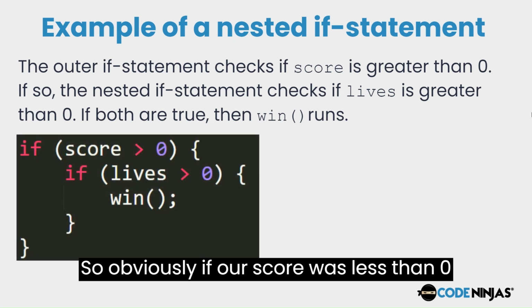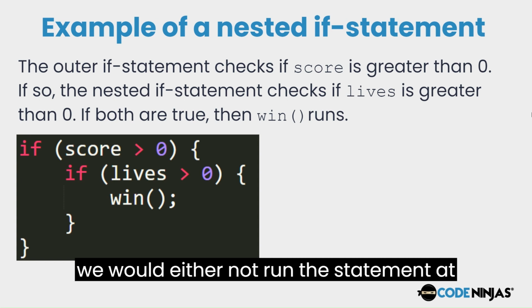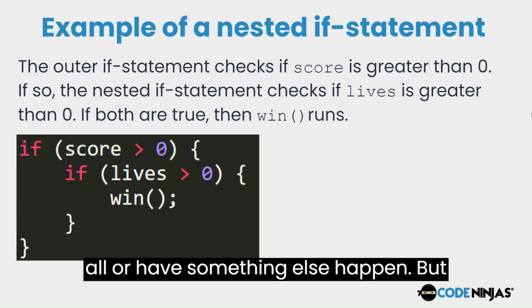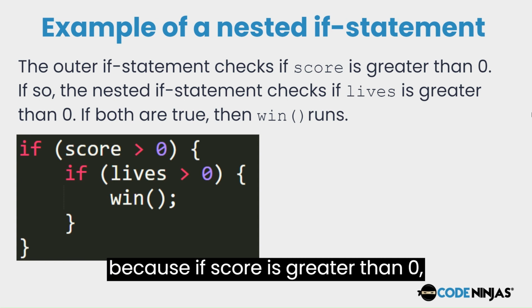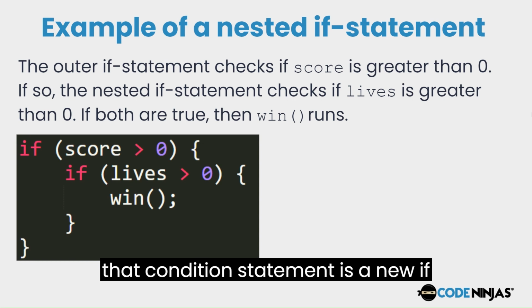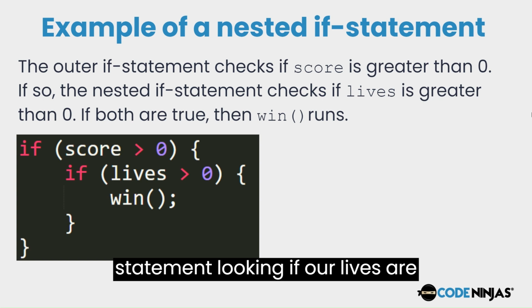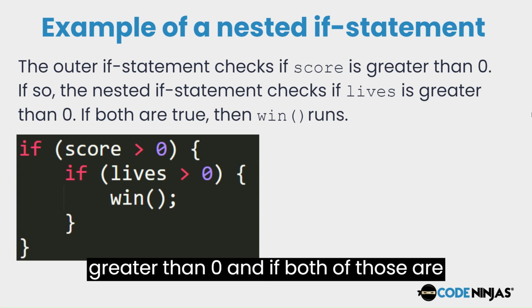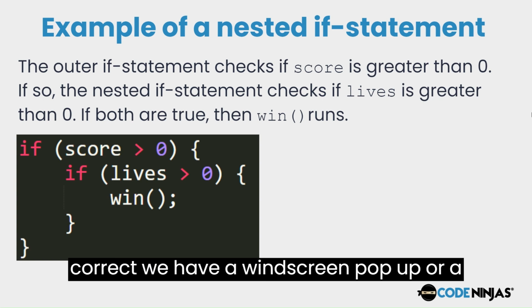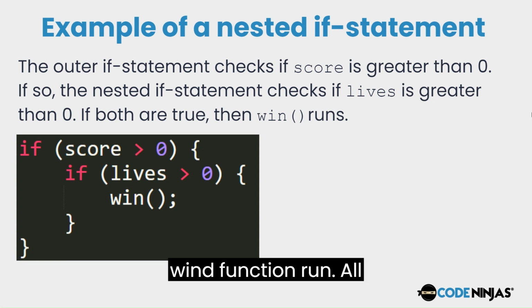So obviously, if our score was less than 0, we would either not run the statement at all or have something else happen. But because the score is greater than 0, that condition statement is a new if statement looking if our lives are greater than 0. And if both of those are correct, we have a win screen pop up or a win function run.